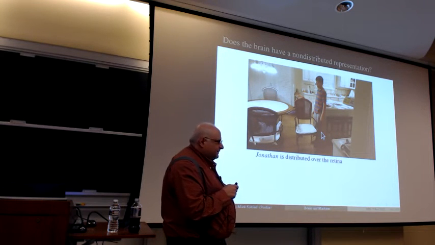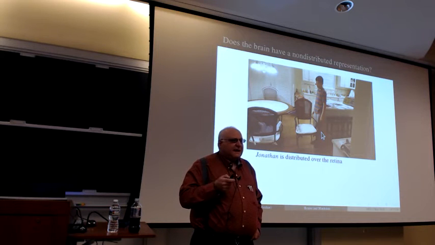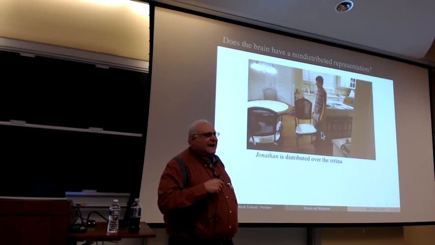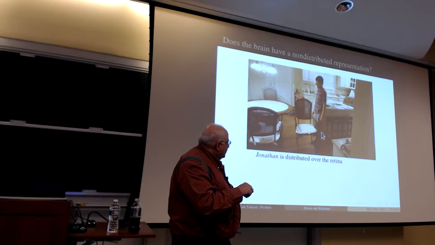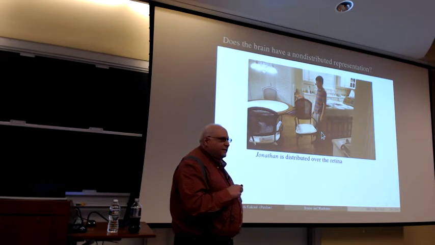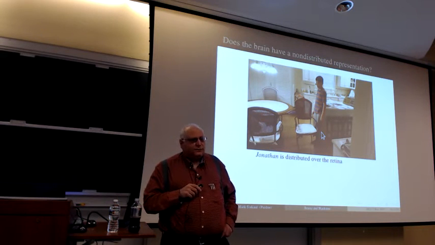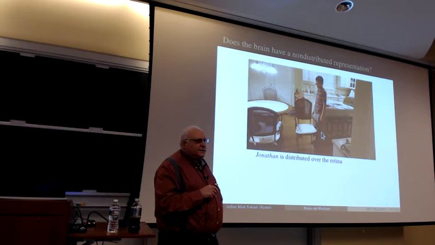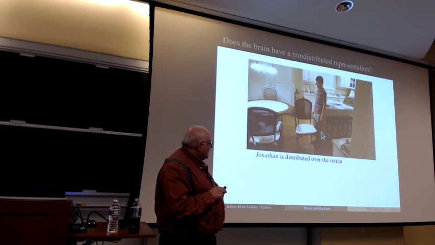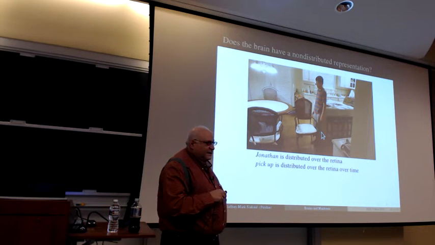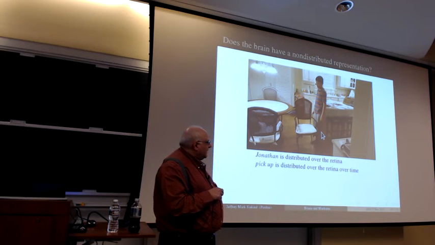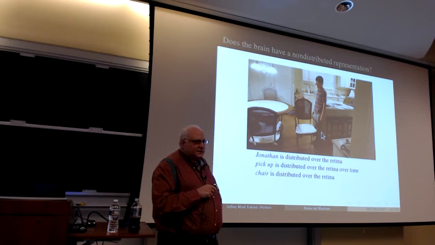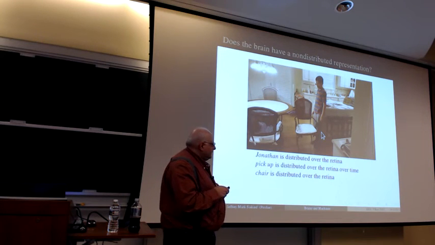What we observe in this is that the meaning, the semantics of the word Jonathan, whatever it is, at the input is distributed over a fairly wide portion of the field of view of the retina. So there are lots of neuron firings that contribute to the meaning of the word Jonathan. Likewise, the meaning of the word pickup, whatever it is, is distributed over a lot of neuron firings, both in space and over time. And likewise, the meaning of chair is triggered by a lot of neuron firings.